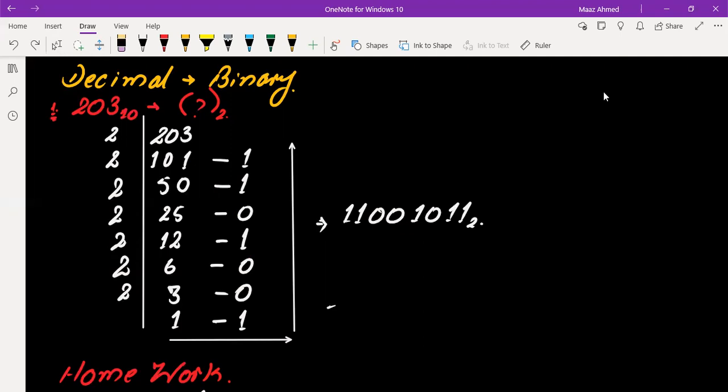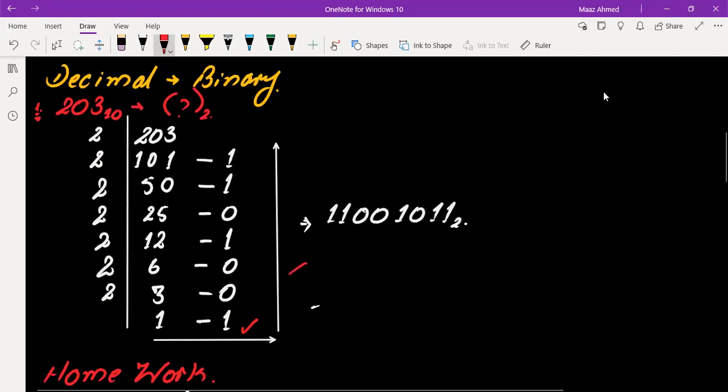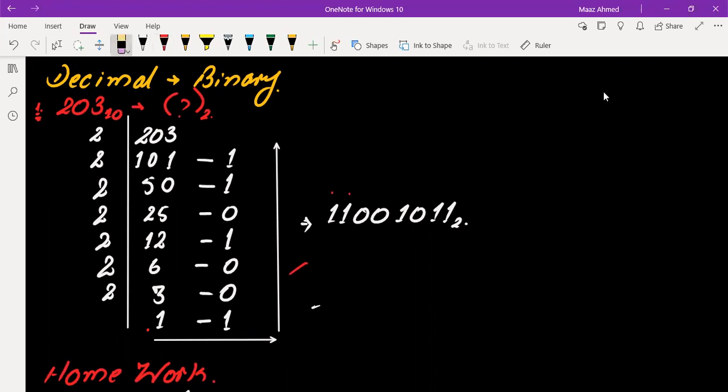Now, how are we going to have the answer? First of all, from left to right, I made an arrow over here, and then from bottom to top. So I will be getting the answer 1 1 1 1, and over here 1 1, and then 0 0 1 0 1 1. So in this method, I am going to convert my decimal number back to the binary number. Is it clear? Yes or no?